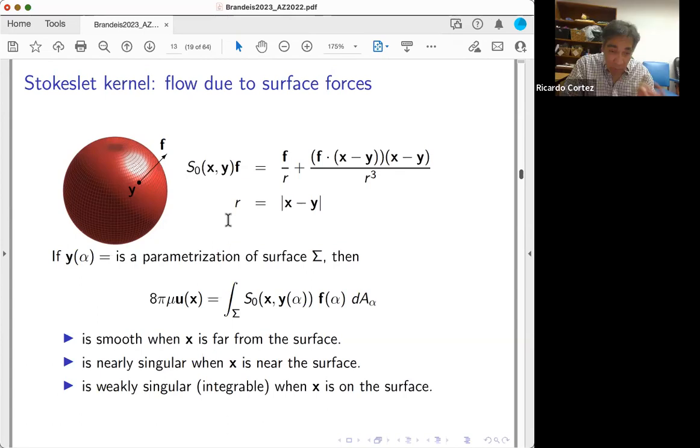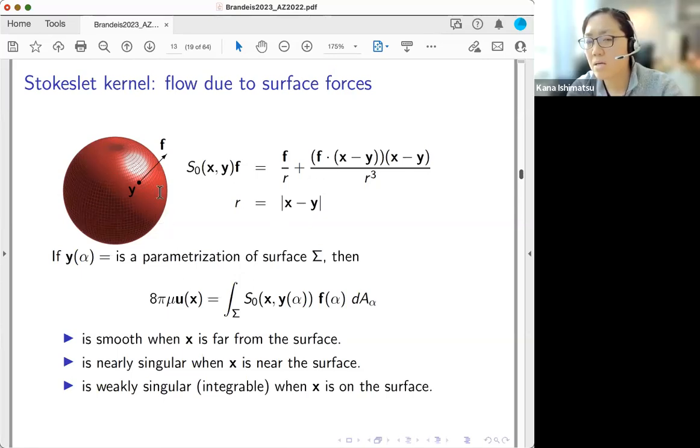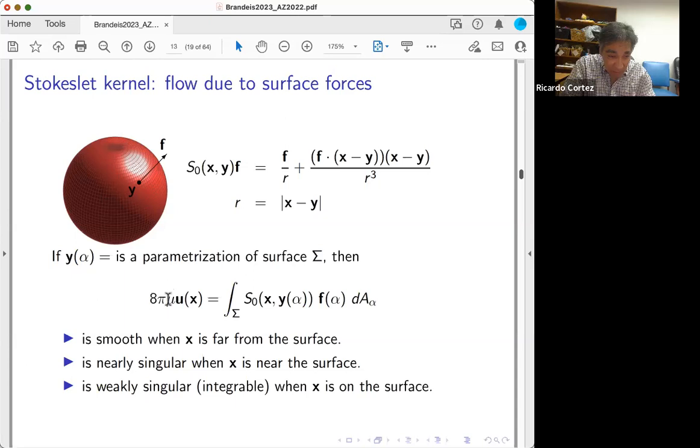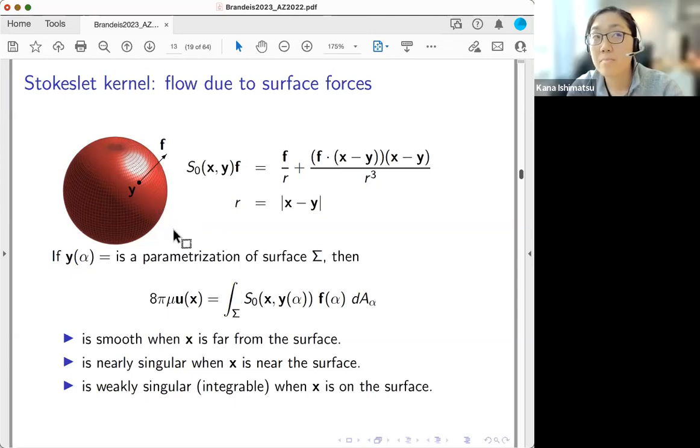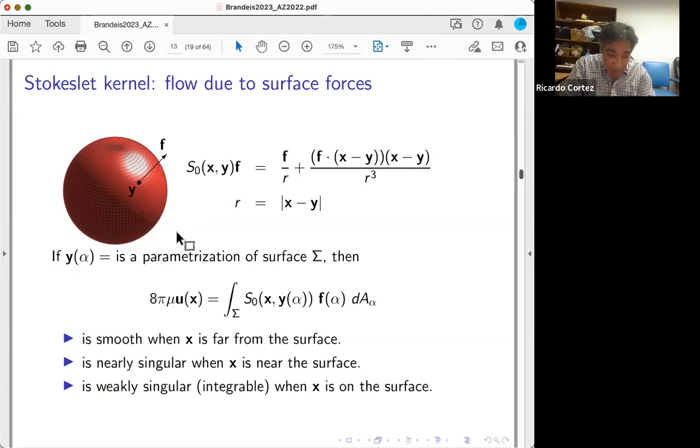Well, because it's a linear equation, you can find this fundamental solution, and then if you have forces distributed over the surface, for example, then the flow they generate is the integral of that. That becomes the kernel in your integral, and this is an integral over the surface. So this is a representation of the solution of the Stokes equations in terms of the surface forces.